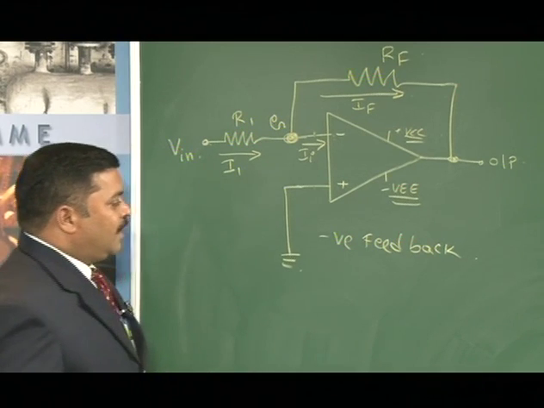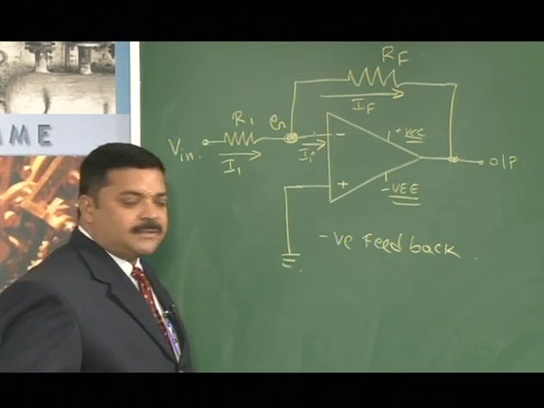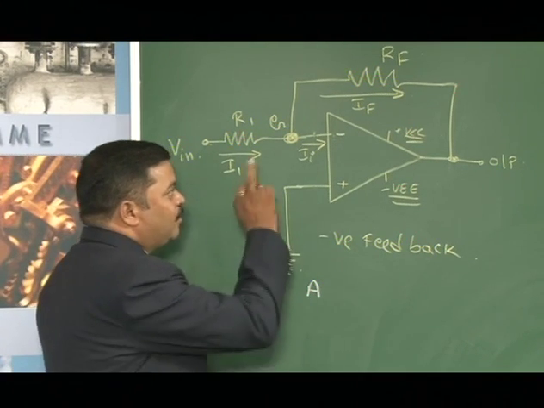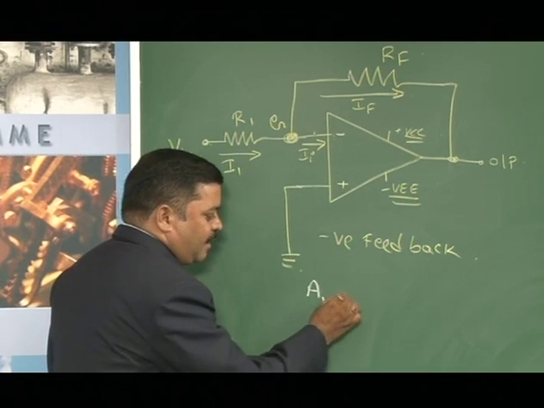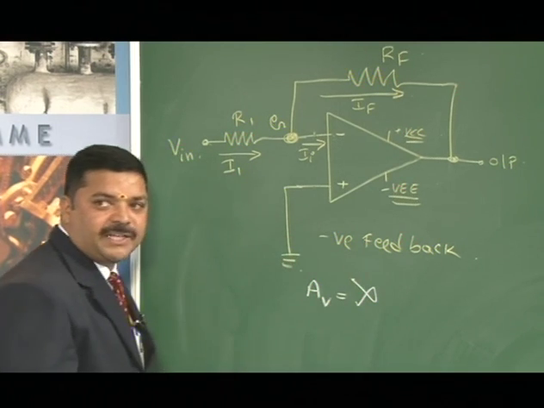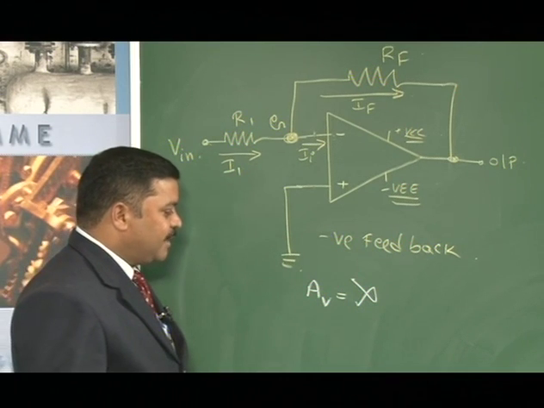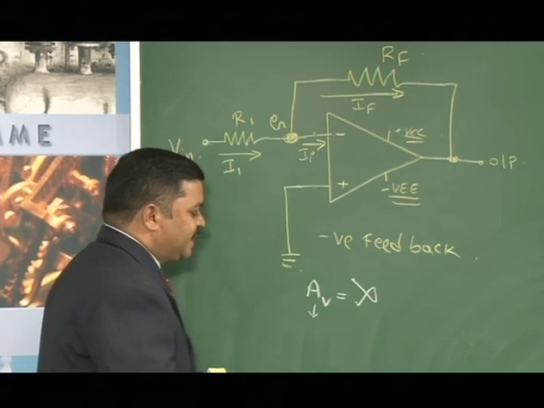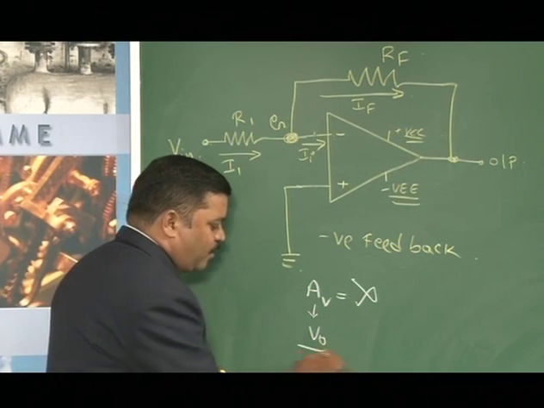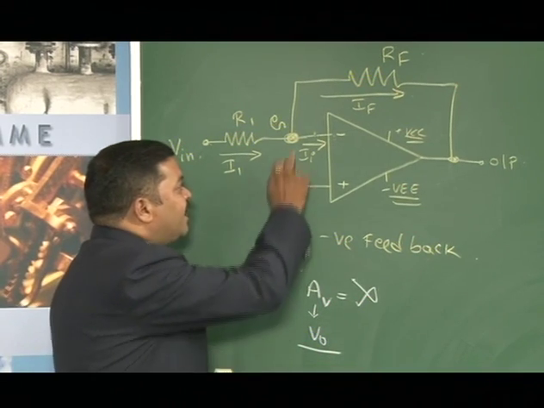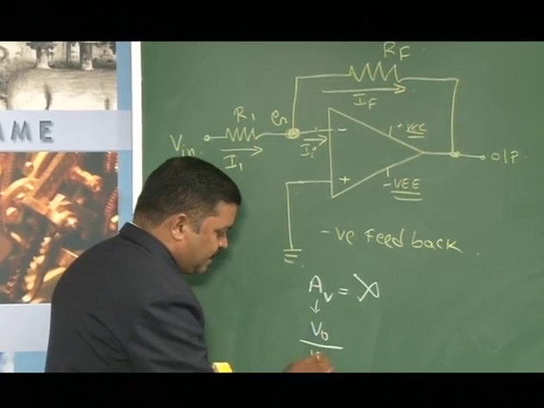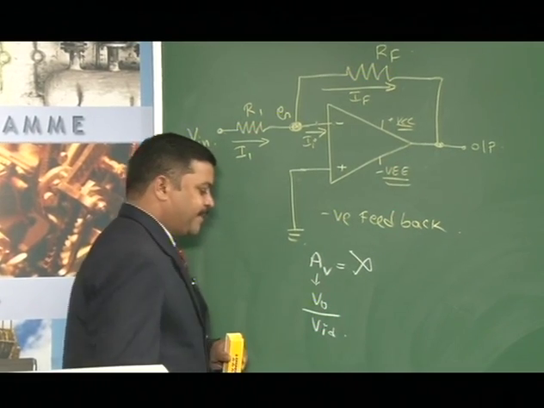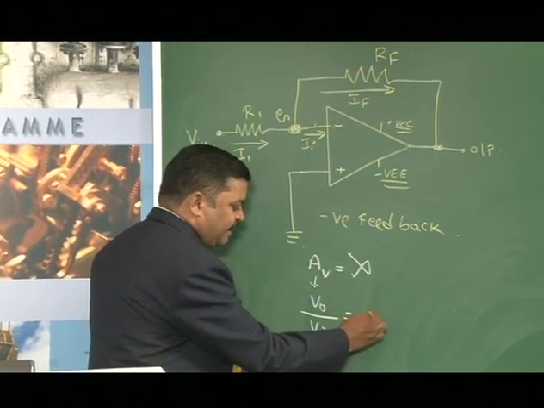Now, we know the ideal characteristics of an op-amp. What is the first ideal characteristic? The open loop voltage gain AV of the op-amp is infinity. What is open loop voltage gain? Open loop voltage gain is given by the output voltage V0 divided by the differential input voltage, let us say VID, which is equal to infinity.